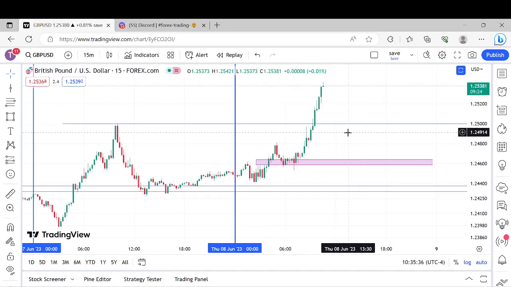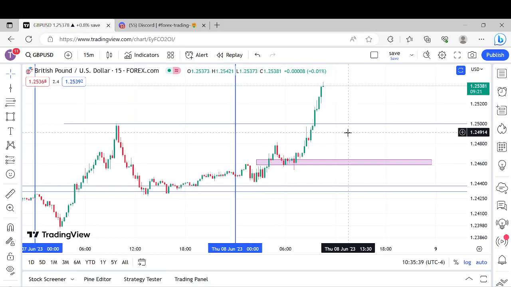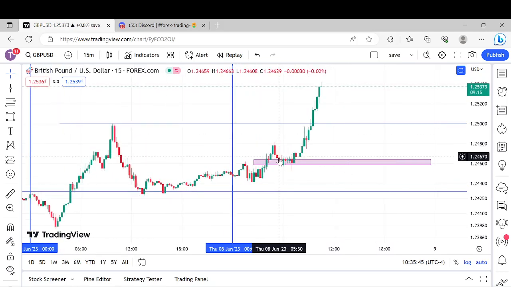Let's go down to 15 minutes because it's a little bit easier to see that liquidity grab. So it was chopping around in here. And so did I get in right here? I didn't actually, because this wasn't in my kill zone at the time.